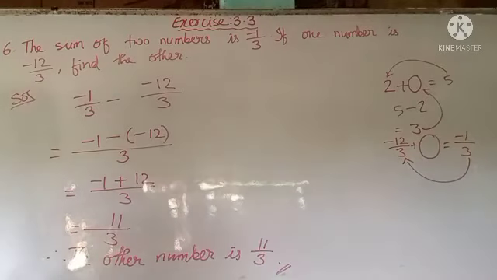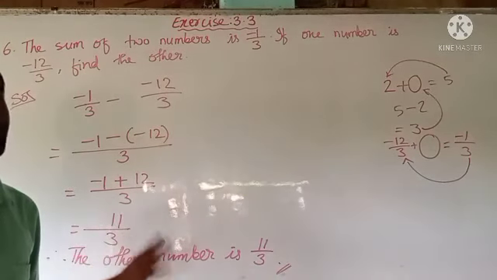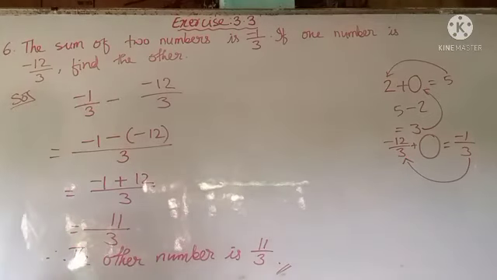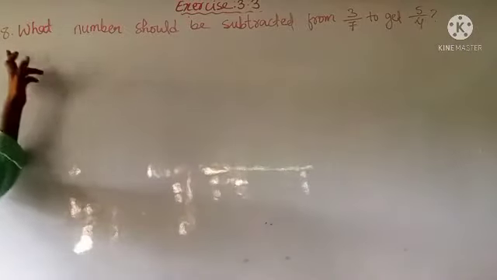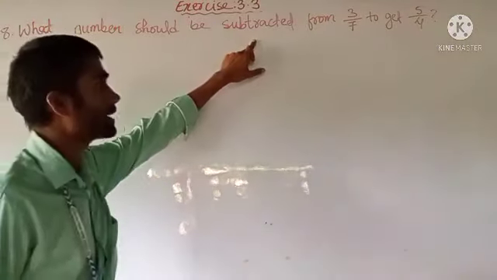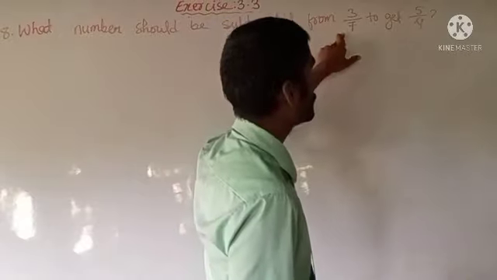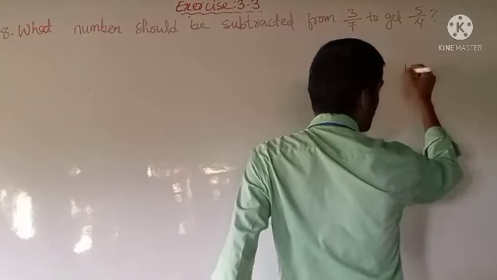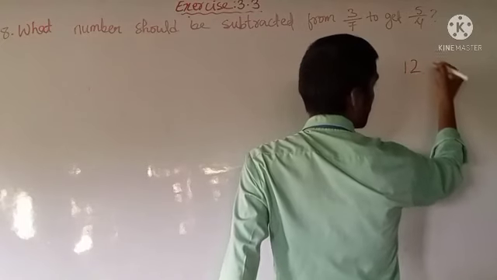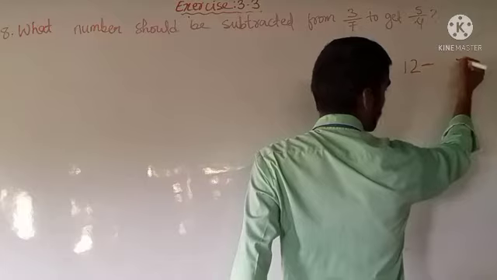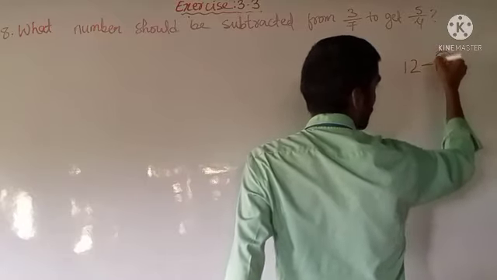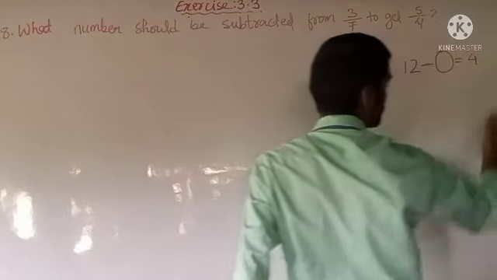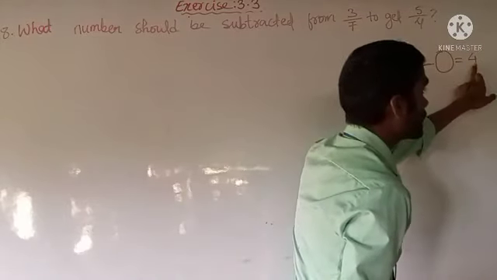Now let me show you question number 8. Question number 7 and 8, both are the same. One is about addition and one is about subtraction only. So here question number 8: what number should be subtracted from 3 by 7 to get 5 by 4? If I say to you, what number should be subtracted from this 12 to get our answer, that is 4?